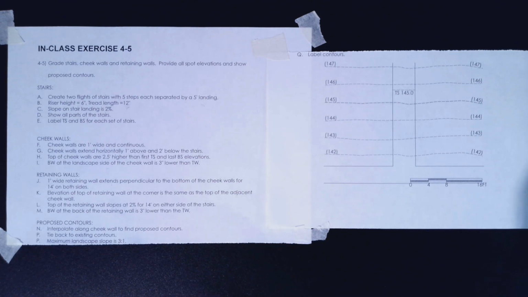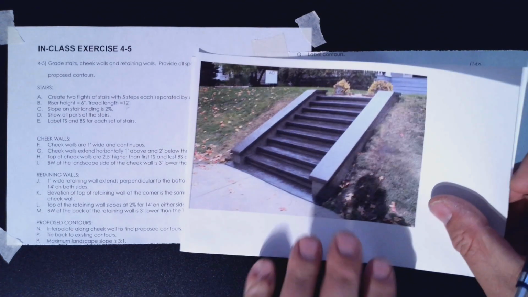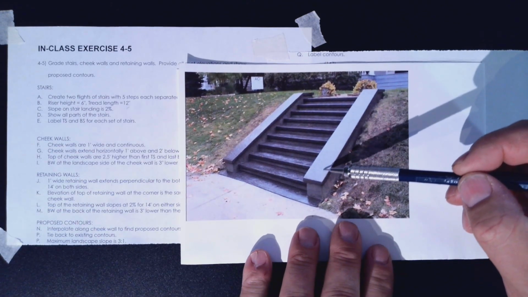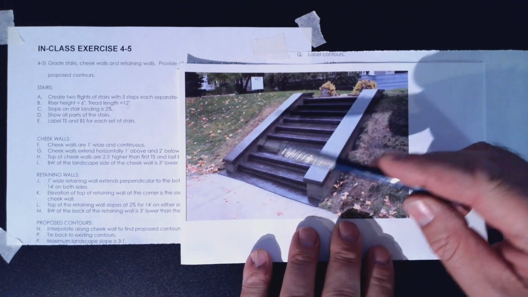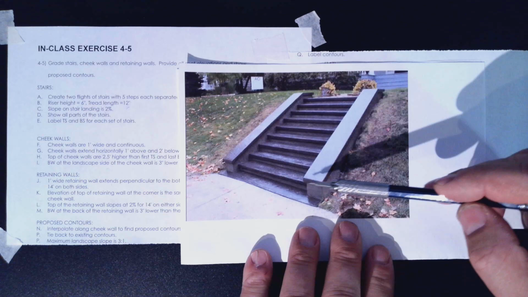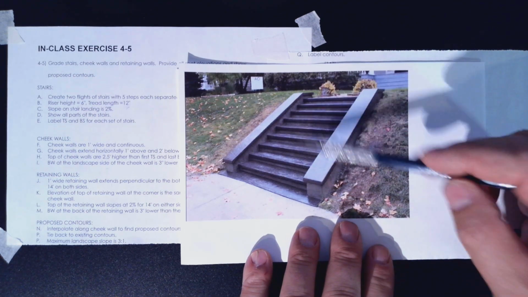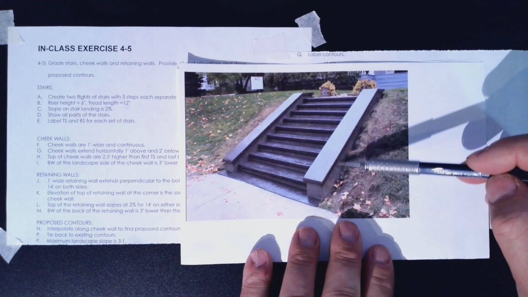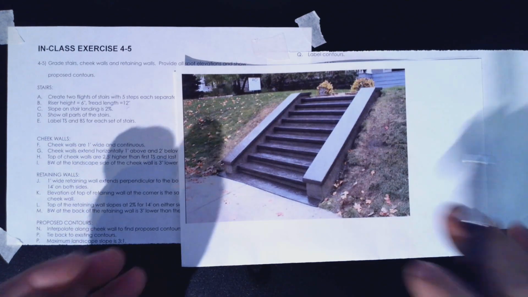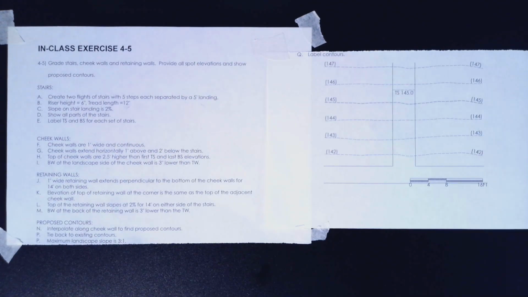So, for a refresher, when they say cheek walls, they're referring to both sides of the stairs. These are walls that frame both sides of the stairs, and hence that's where they get the name cheek from, cheeks on both sides. So with that, let's go ahead and get started.